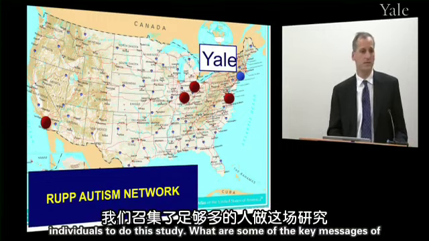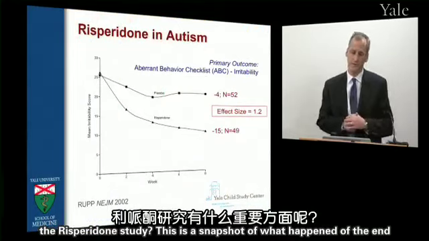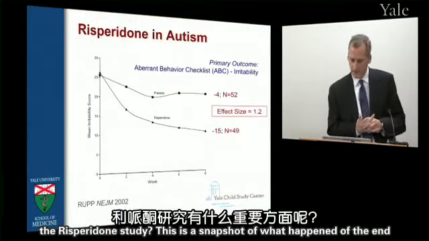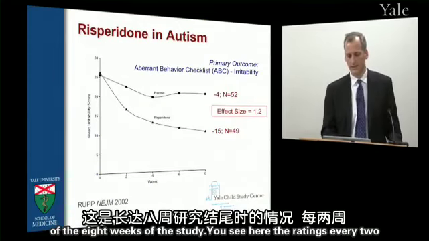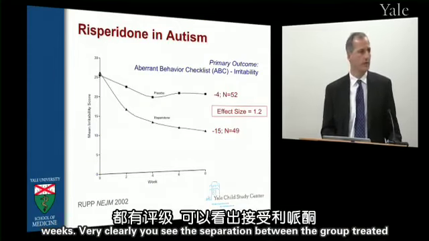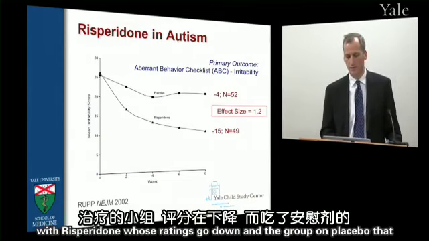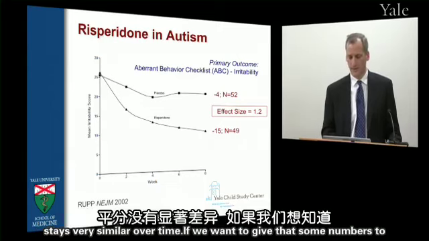What are some of the key messages of the risperidone study? This is a snapshot of what happened at the end of the 8 weeks of the study. You see here the ratings every 2 weeks, and very clearly you see the separation between the group treated with risperidone, whose ratings go down, and the group on placebo, who stays very similar over time.